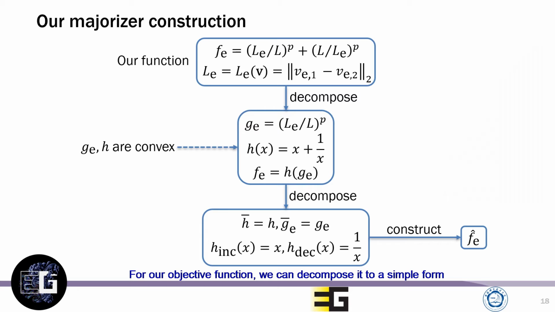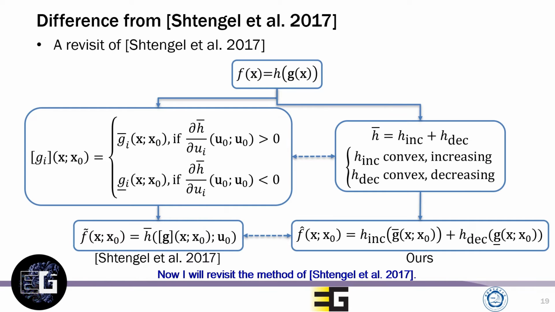For our objective function, we can decompose it to a simple form and construct the convex majorizer. Then the modified Hessian is computed as the Hessian matrix of the majorizer. Now I will revisit the method of Sango et al. It constructs its majorizer by constructing modified inner functions. Our majorizer is different from theirs, and our solver provides another way to construct a majorizer.